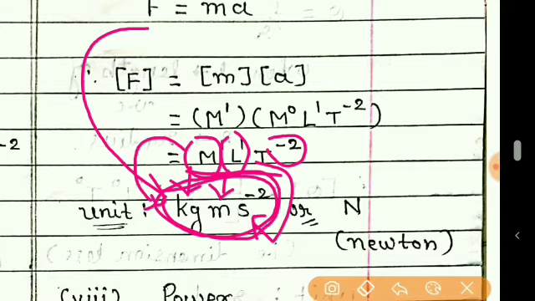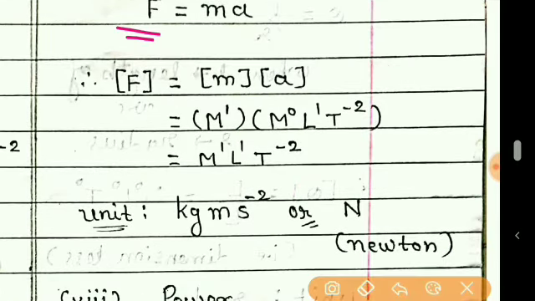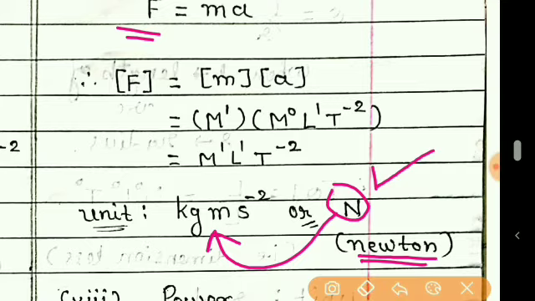But the special unit of force is Newton. 1 Newton is equal to, definitely, 1 kg meter per second square. But the concepts of force and the laws were given by a scientist Newton, and that's why on his name the unit of force is taken as capital N.